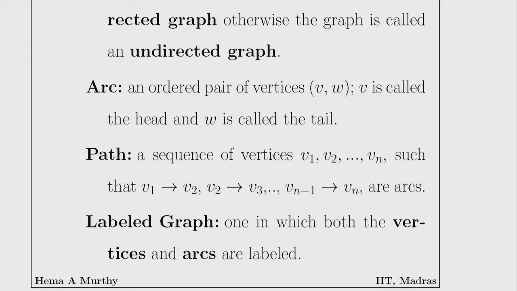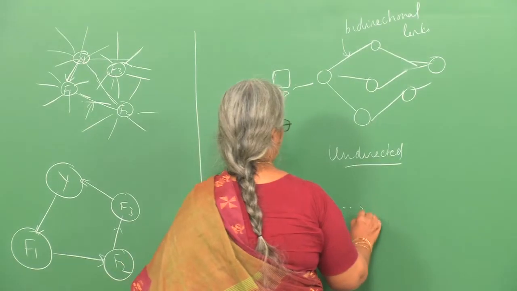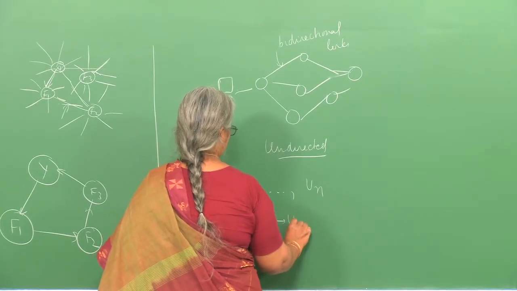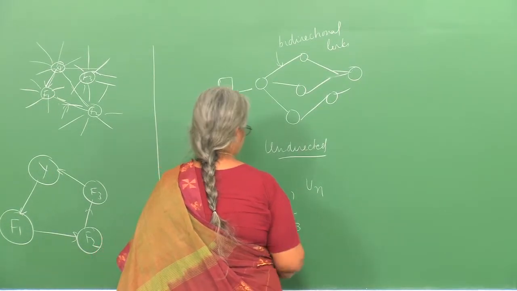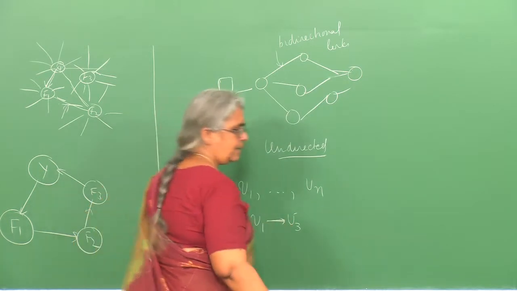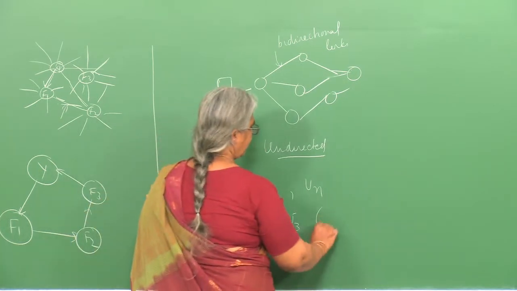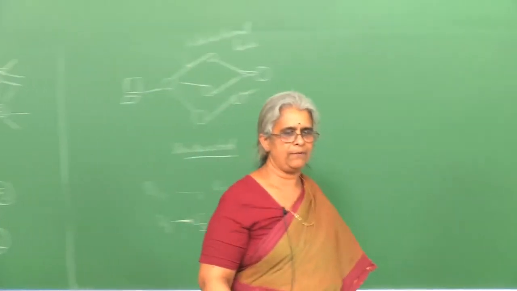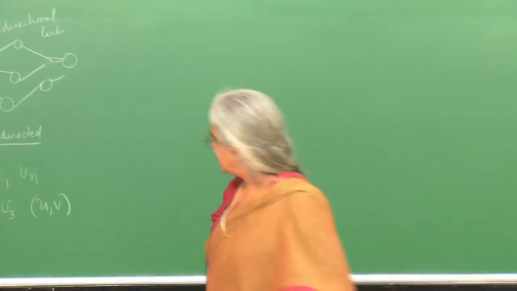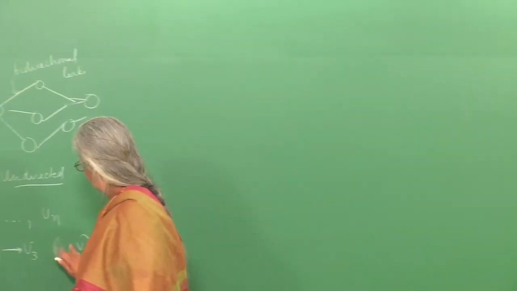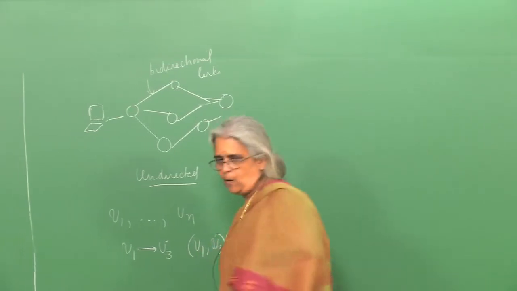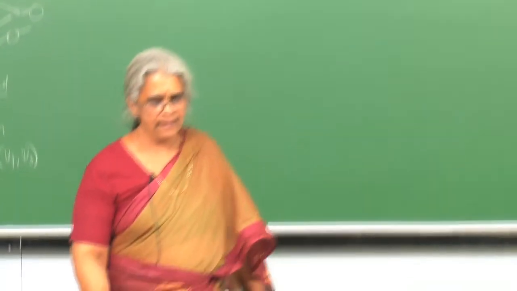If there are n vertices in the graph, V1 to Vn, and there is an edge between V1 and V3, let us say we represent it by a symbol like this. Or if you are writing it, you would put it as an ordered pair, U comma V, V1 comma V2 in this particular example. There is an edge between V1 and V3, you write it as an ordered pair like this.